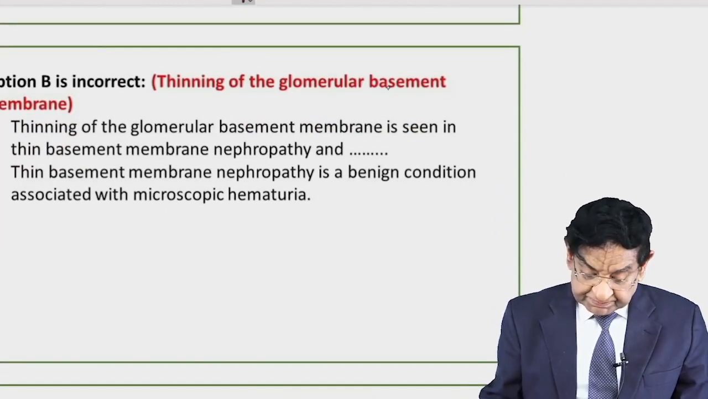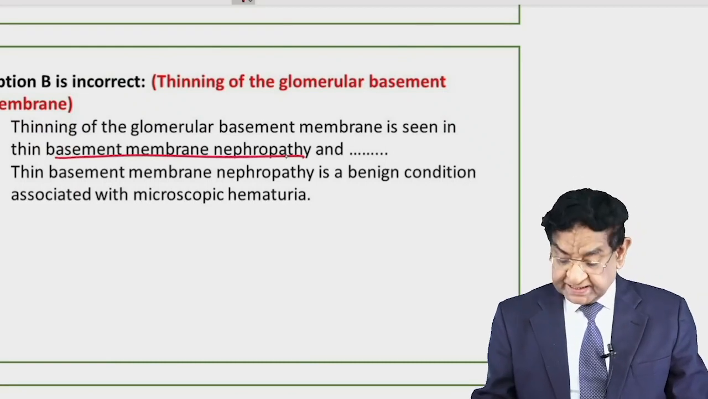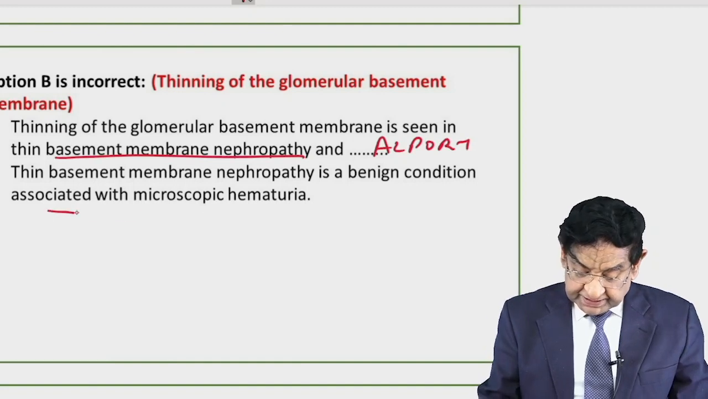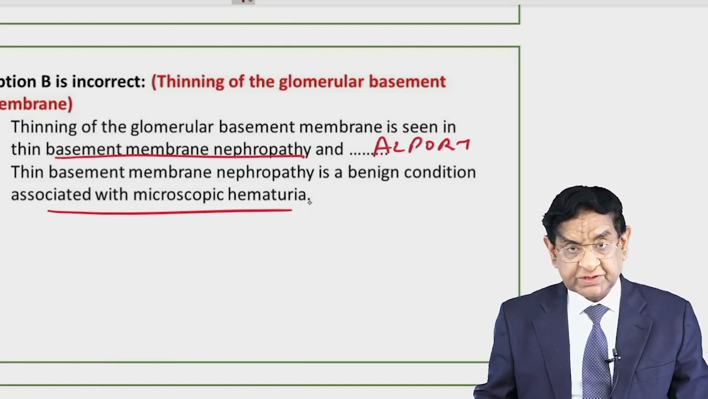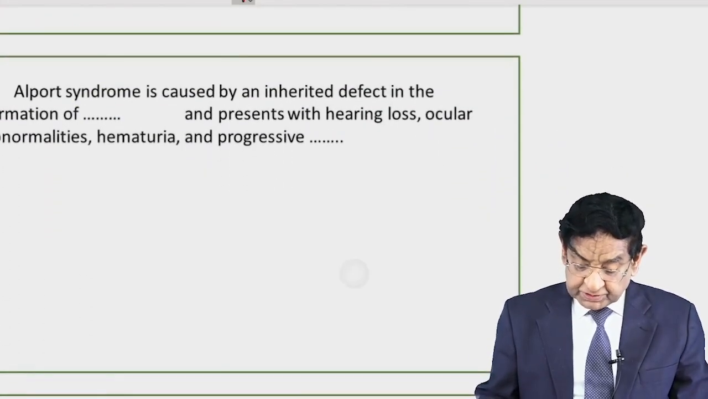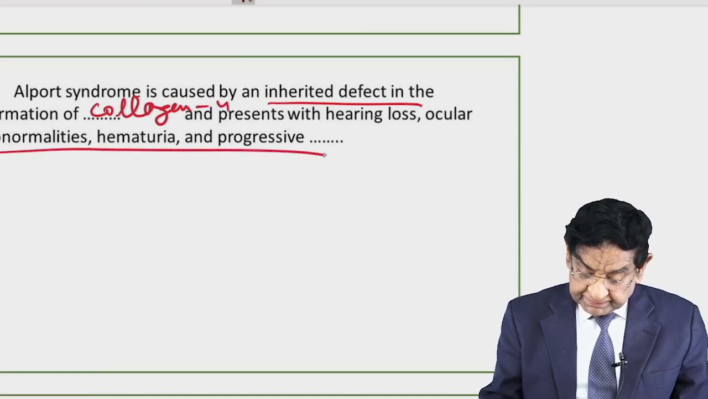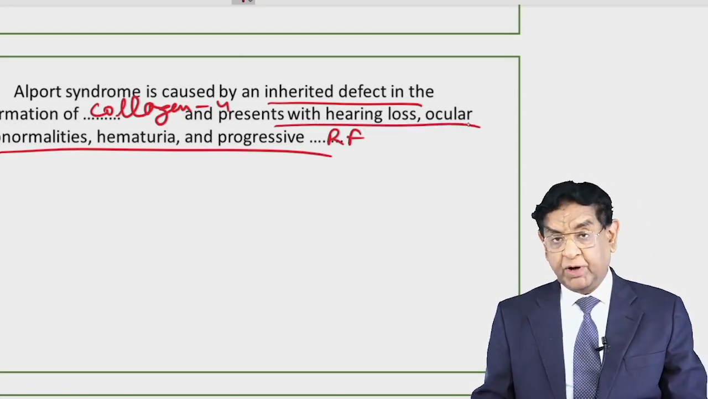Thinning of glomerular basement membrane. This is seen in thin basement membrane nephropathy as well as Alport syndrome. And in this case, microscopic hematuria is seen, but in our question there is no hematuria. And Alport syndrome is an inherited defect in the formation of collagen 4. In this case, hematuria, progressive renal failure, hearing loss and ocular abnormalities are there.